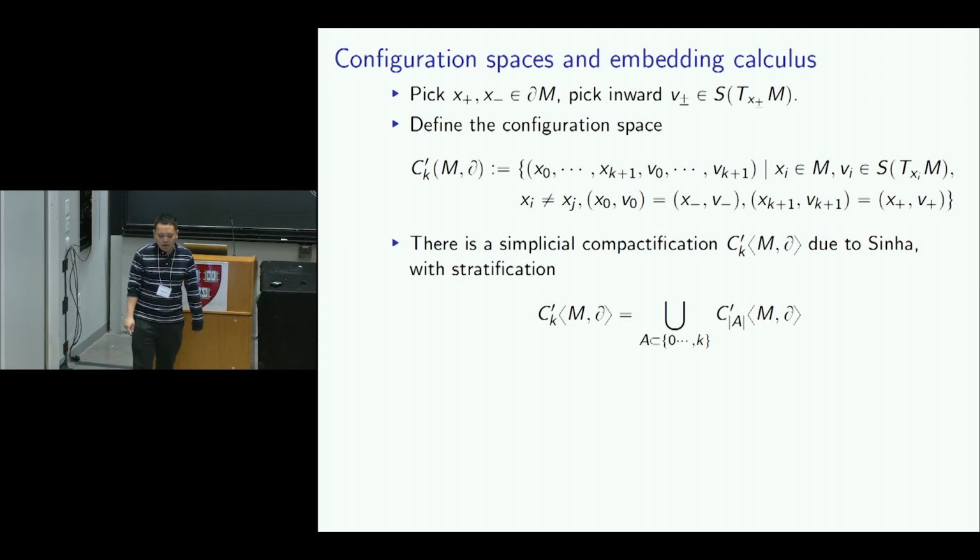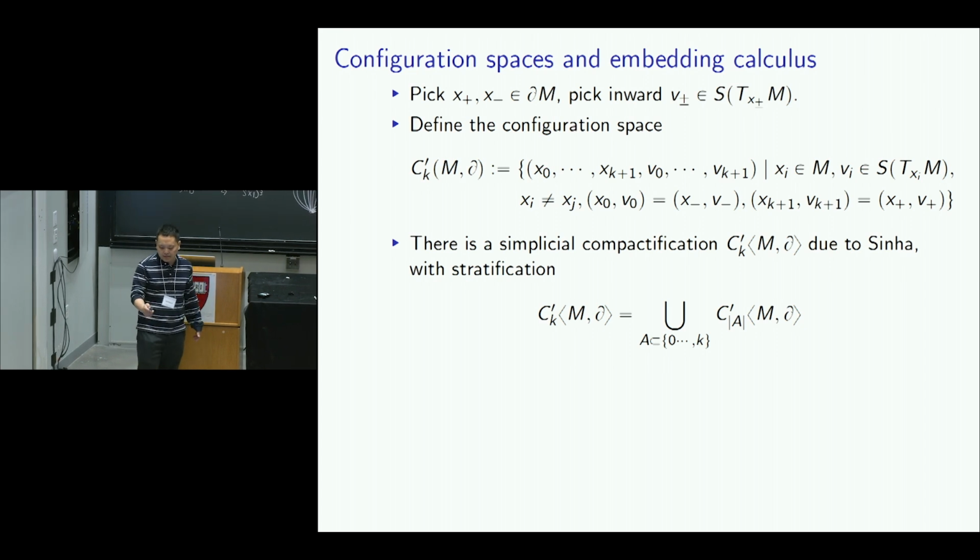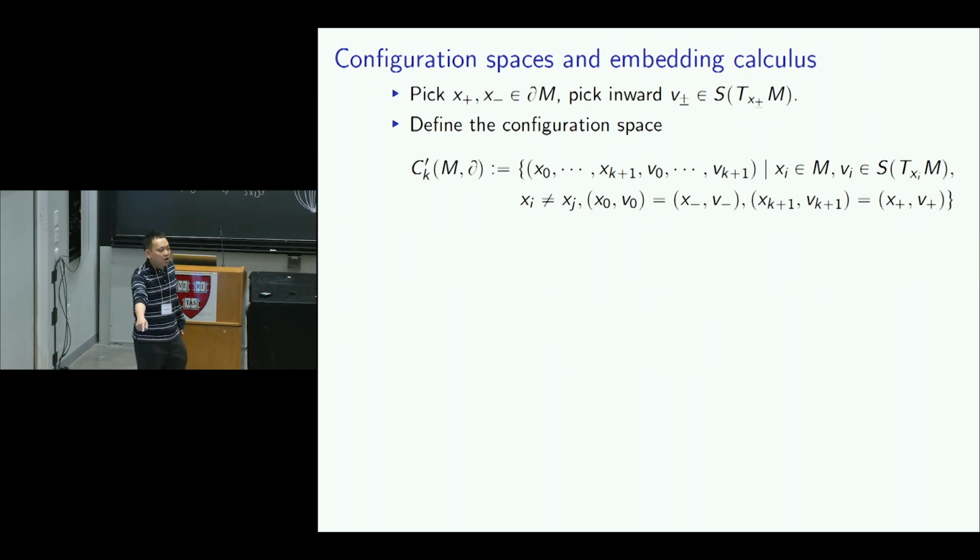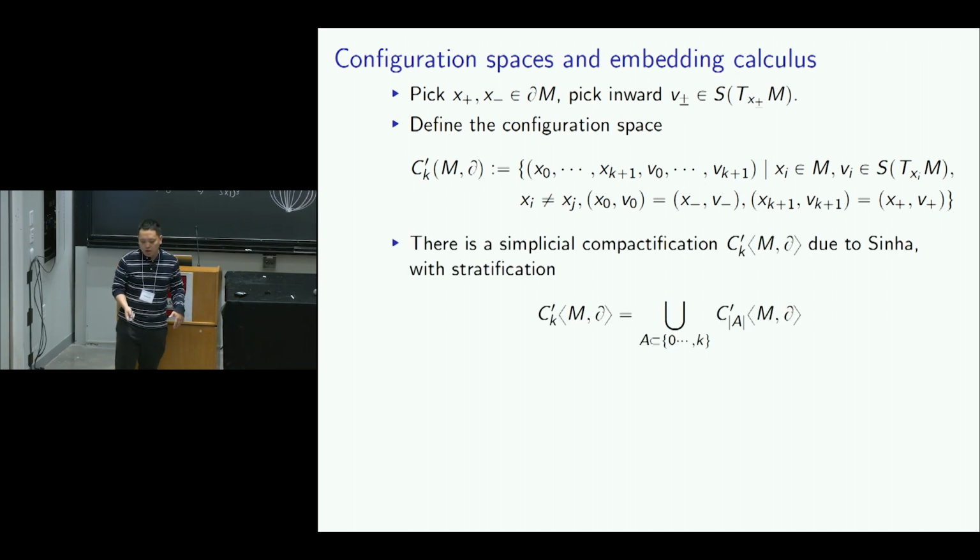It turns out that this space is non-compact, even though M is compact, because different points can collapse to each other. You can do compactifications. There are different versions of compactification. For the purpose of the Dax invariant and the W3 invariant that I will discuss later, it's easier to use the so-called simplicial compactification, due to Sinha. That's a specific compactification which has a cosimplicial structure. So in particular, it's a stratified space.